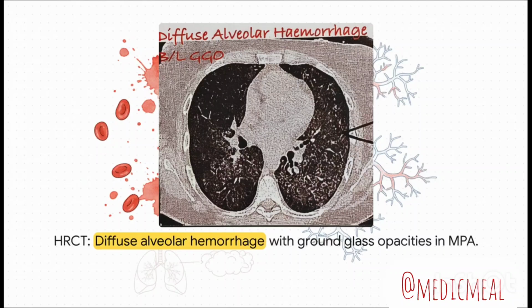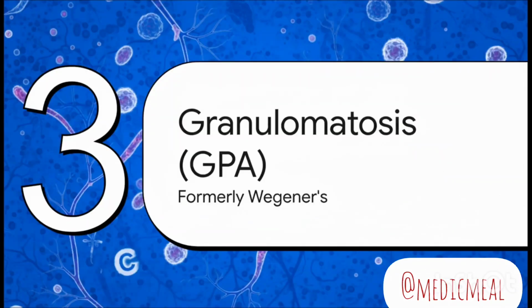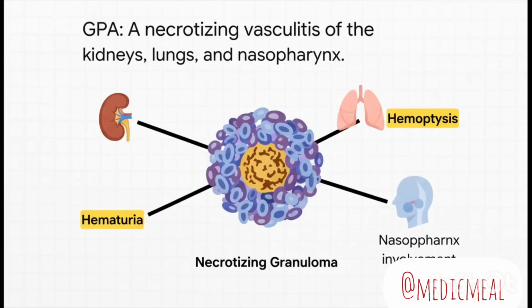This finding is super characteristic of MPA, but here's the catch. You also see it in Goodpasture syndrome. So that's a key differential diagnosis you have to consider anytime a patient shows up with both hemoptysis and hematuria. And that actually leads us perfectly into our third ANCA-associated vasculitis, granulomatosis with polyangiitis, or GPA. Now, you may know this one by its older name, Wegener's granulomatosis. So GPA shares the hematuria and hemoptysis with MPA.